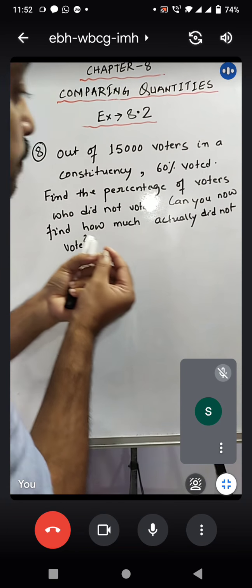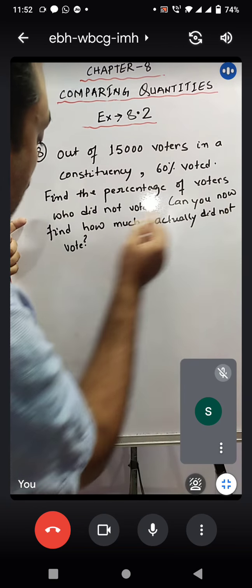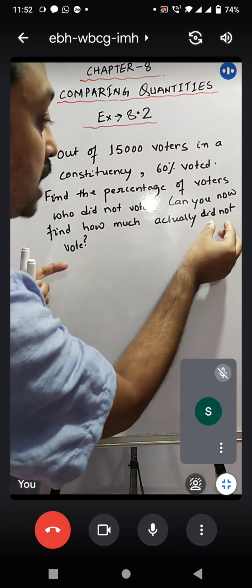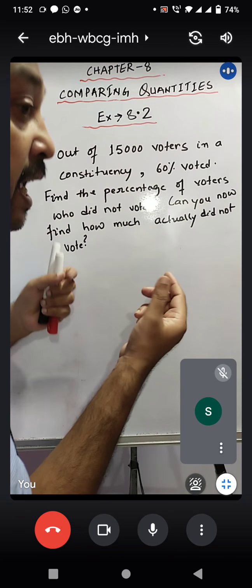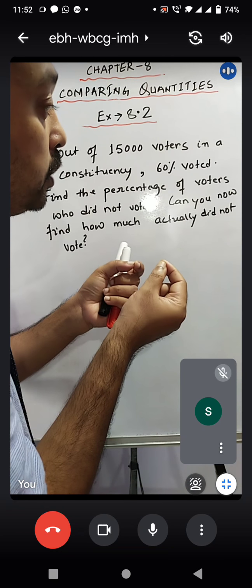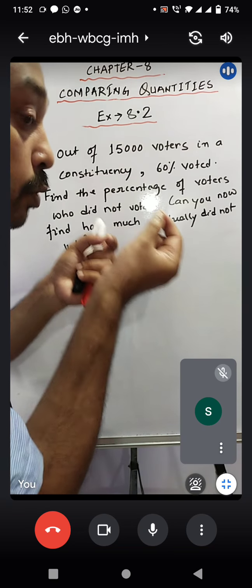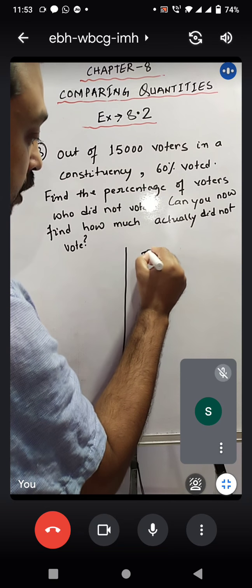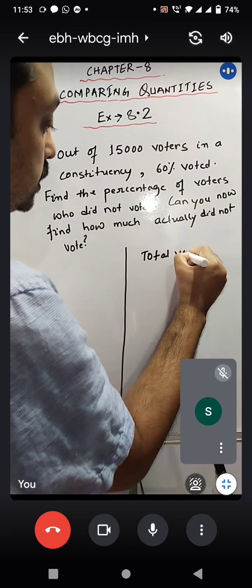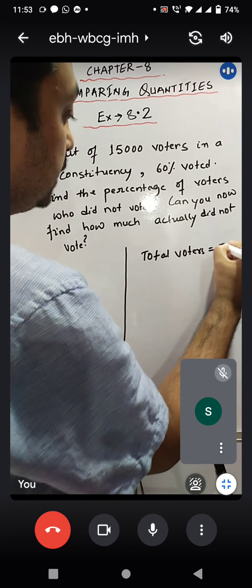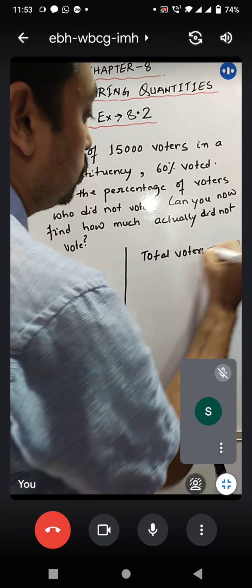Now let's go to the second part of the question. Can you now find how many actually did not vote? Obviously, if I know the percentage of voters who did not vote, then I can easily find out the actual number of people who did not vote. Okay, I will show you how. But at first, what exactly do we have to do? First of all, we have to write total voters. That is, 15,000 is the total voters.